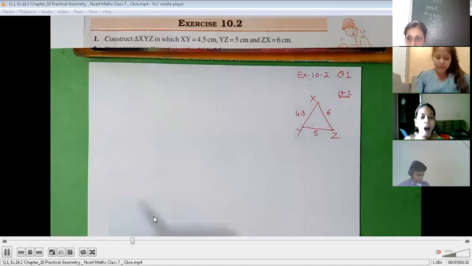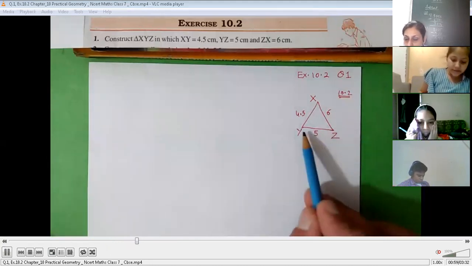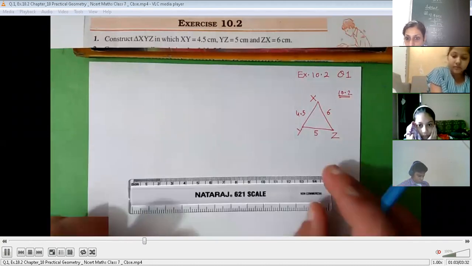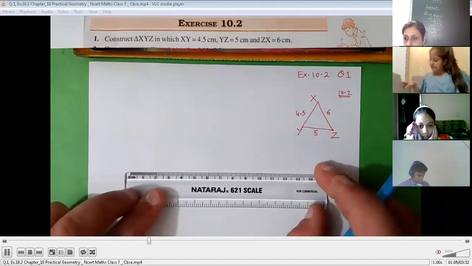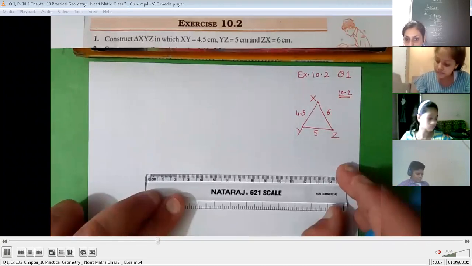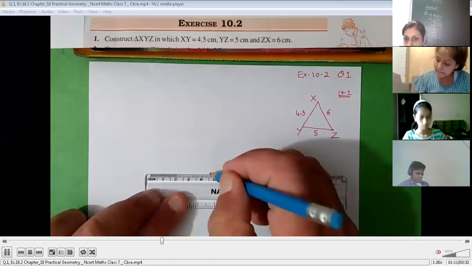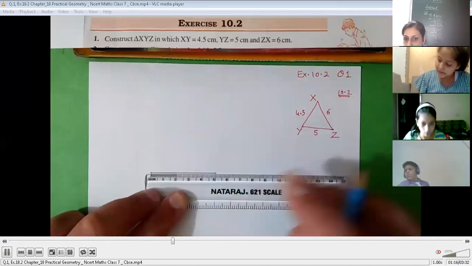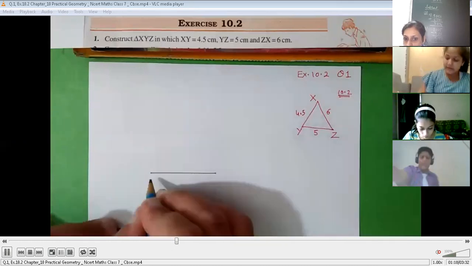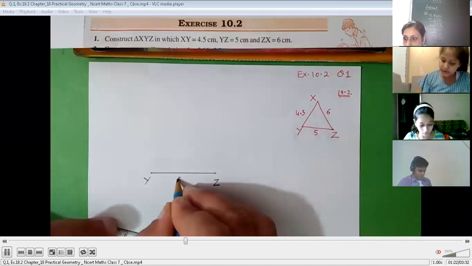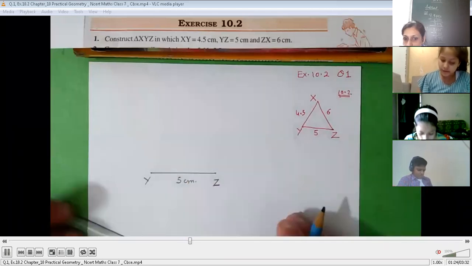So first of all, you can take your ruler in your hand and your pencil. The base we have taken is 5 centimeters. So first of all, we are going to draw a line of 5 centimeters with the help of scale and pencil. Take 5 centimeters, draw a line of 5 centimeters and mark it as YZ. Okay, everybody, draw a line of 5 centimeters.